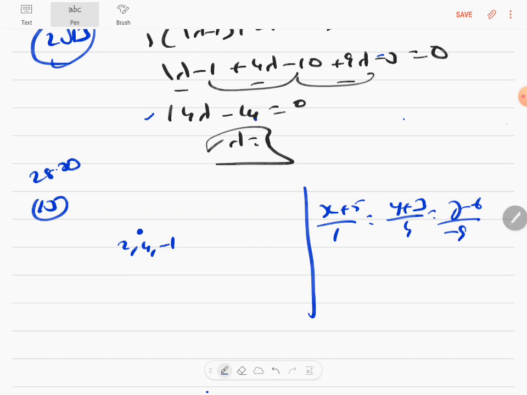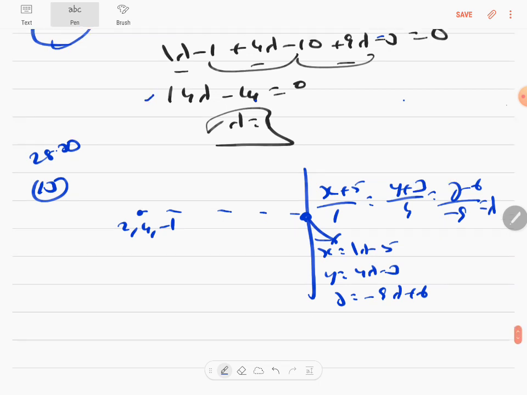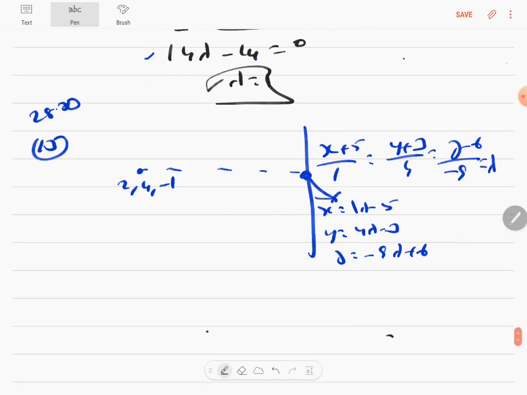I don't know, would it be the perpendicular distance? They say distance. Could be. Okay, so let's see, equal to lambda, so x is equal to 1 lambda minus 5, y is equal to 4 lambda minus 3, and z is equal to minus 9 lambda plus 6, and therefore this will be this point here. And you can, as usual, consider it as perpendicular distance, otherwise it's not possible to solve it.